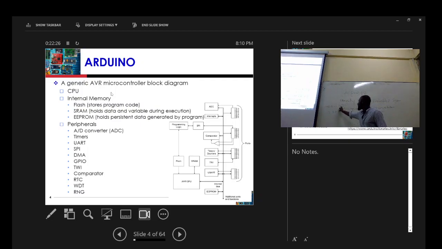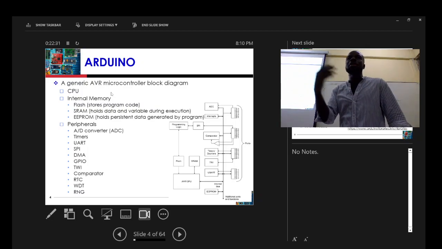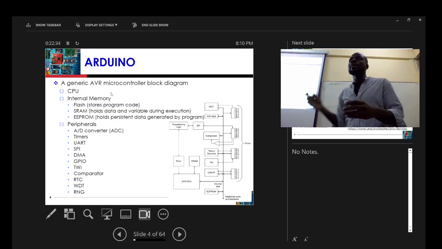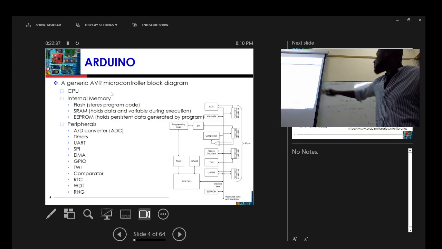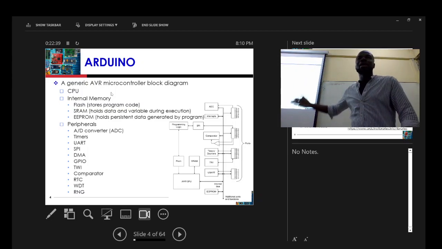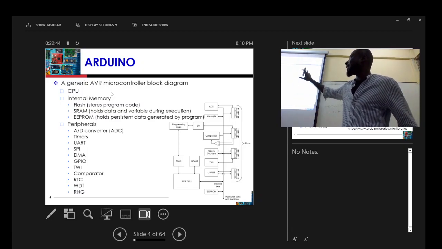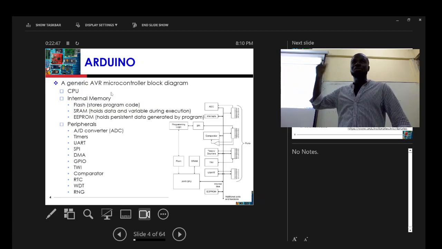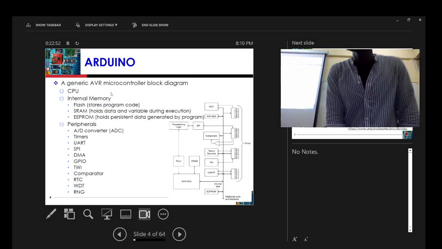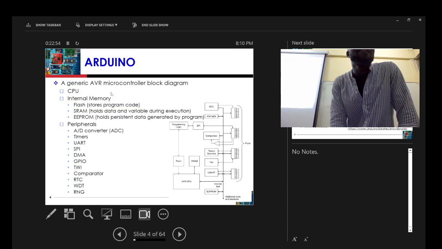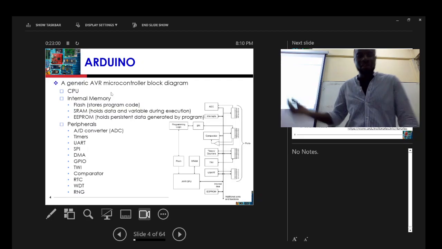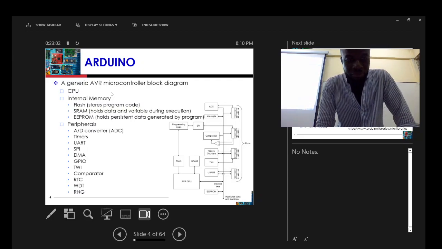The B is equal to 10 value will also be stored in the SRAM. These are values generated when the code is running. It will have to read the SRAM values, 5 and 10, and add them together. So when it's running, it generates some data, and that data is stored in the SRAM. So we are getting the difference between the SRAM and the flash. Then there is EEPROM. You can go and study more about it, but we don't have that much time.